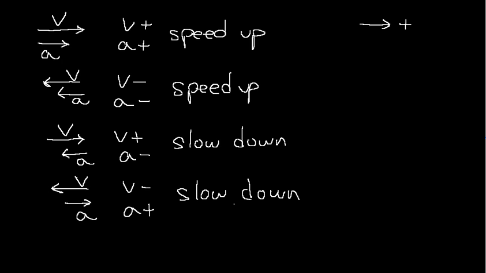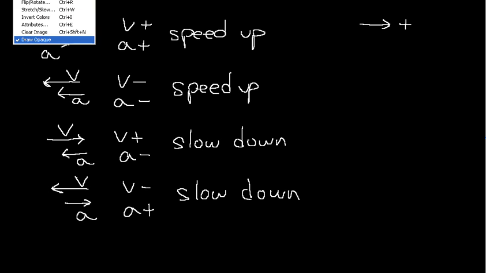So you need to remember that in order to speed up, the velocity and the acceleration have to be in the same direction. Whether they're both negative or both positive, you'll speed up. If the signs are different for velocity and acceleration, you're going to be slowing down. All right? So with that, let's do a couple of problems so that you can feel comfortable with these things and feel great for the test.